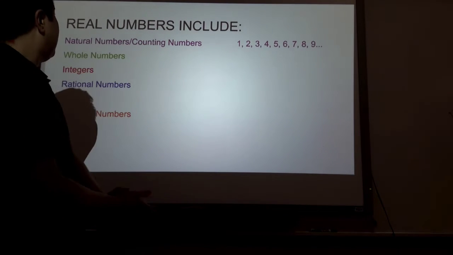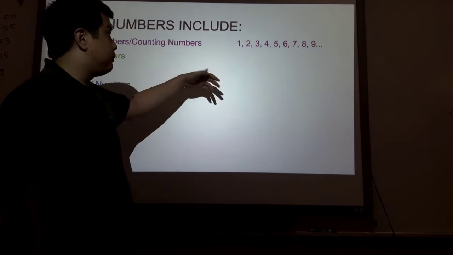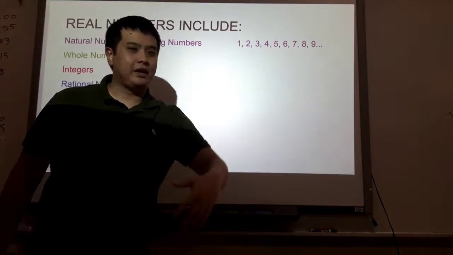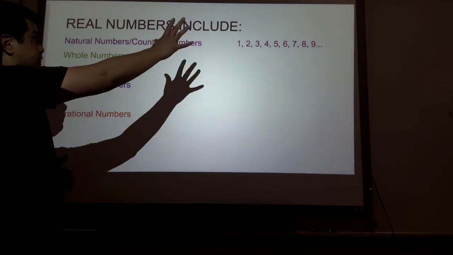So going back to the chart, again, natural numbers or counting numbers are 1, 2, 3, 4, 5, 6, 7, 8, 9, and so on and so forth. So fill that in inside your table.